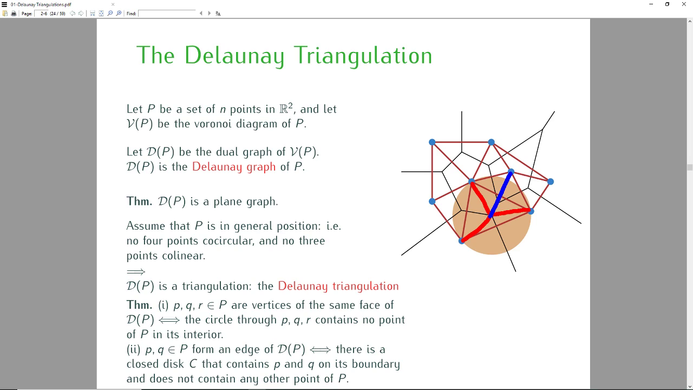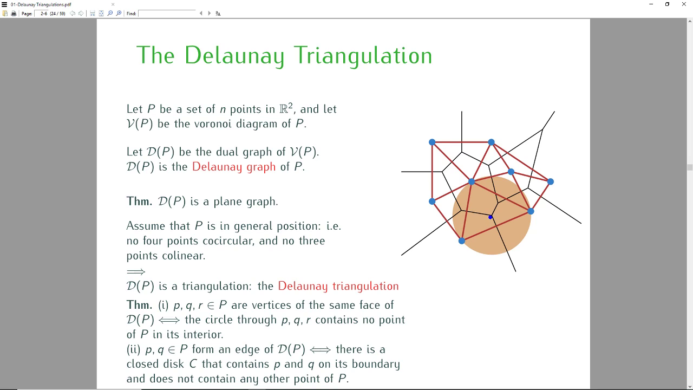So, based on what we have proven, a triangle will identify one Voronoi vertex. Similarly, we could also use edges to identify Voronoi edges.